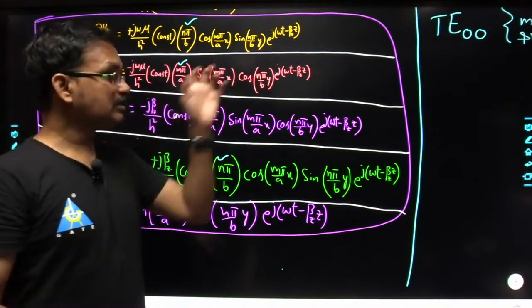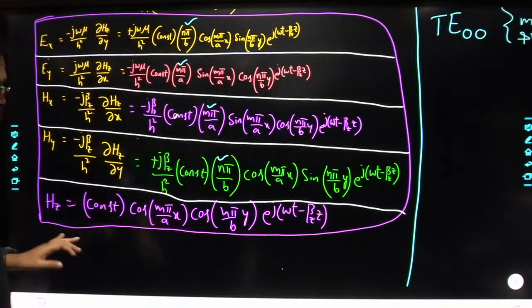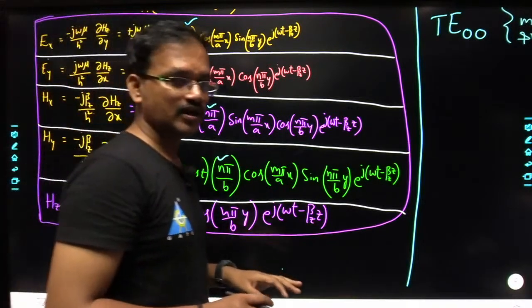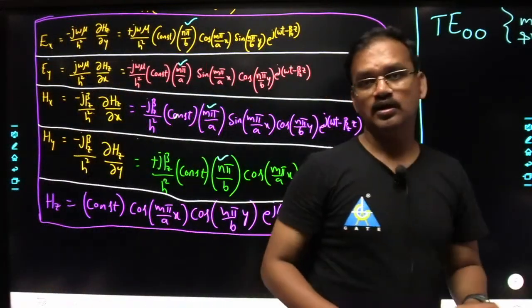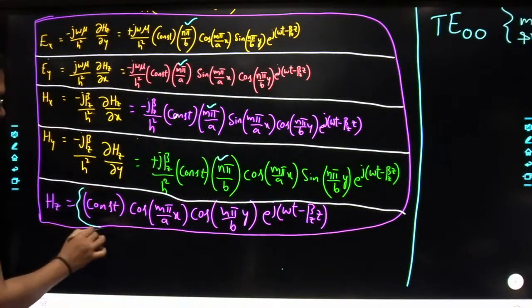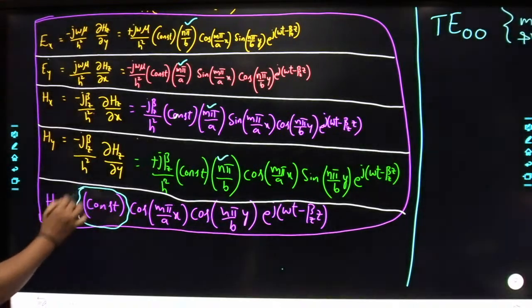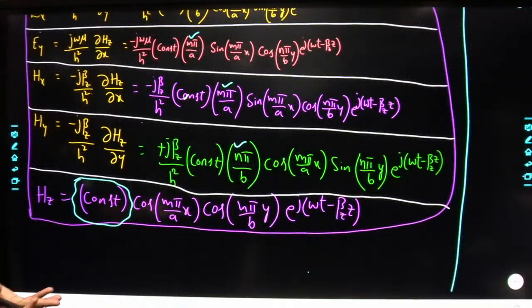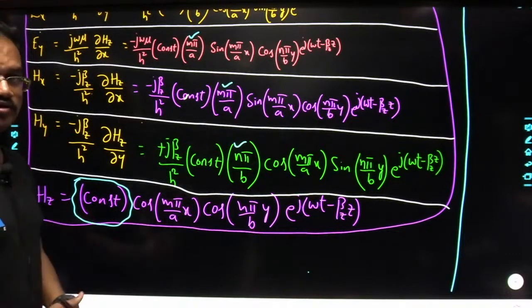If all the field components here become 0, there is no possibility for Hz only to exist. Only a magnetic field component cannot exist. Yes or no? It is not at all possible. Since we have not derived the constant term here, it may depend upon m and n values. So if it depends upon m and n values, then Hz will also become equal to 0 for m equal to 0 and n equal to 0.